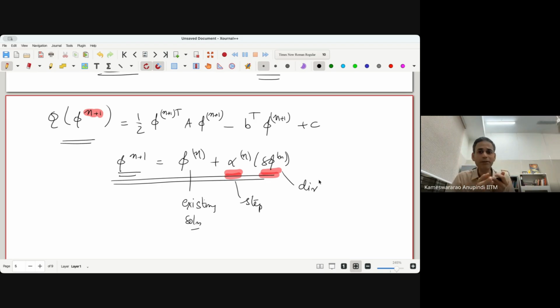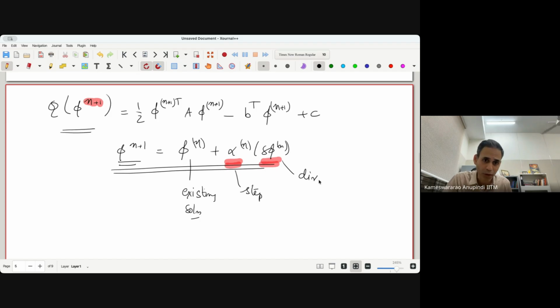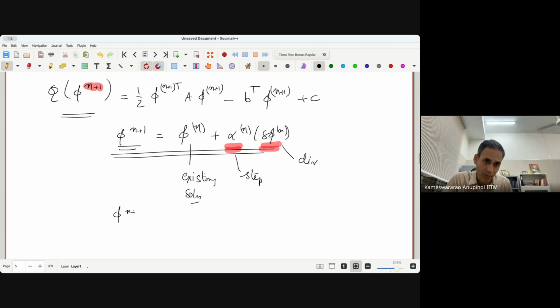But then, of course, my alpha is now not known because I don't know how much step I should go down. And at the same time, I don't know the direction in which I should actually go. But then we have now just established that the direction is going to be the direction of b minus A phi n, which is nothing but Rn. That means I now modify this as phi n plus 1 equals phi n plus alpha n Rn.